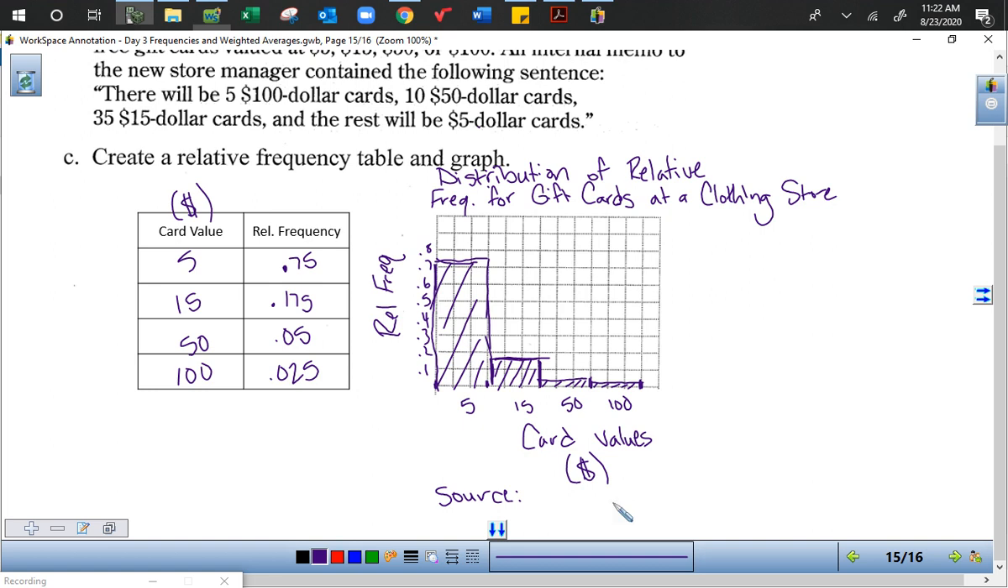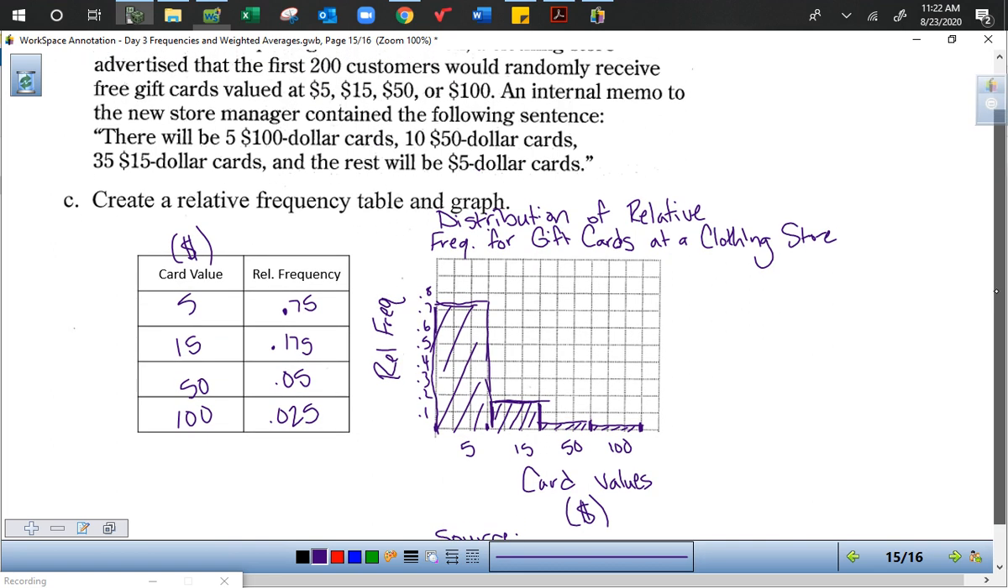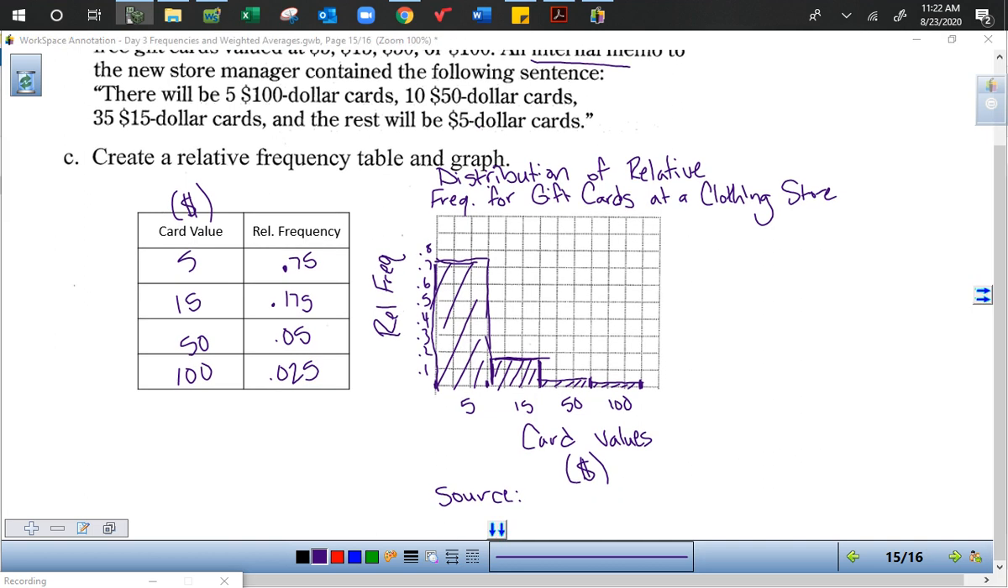So here, it says that the new store manager put this in a store memo. So we can say that this is an internal memo as the source, or if you want to say unknown because it's not really specific on where this came from, that's okay. I'm going to just put this internal memo.